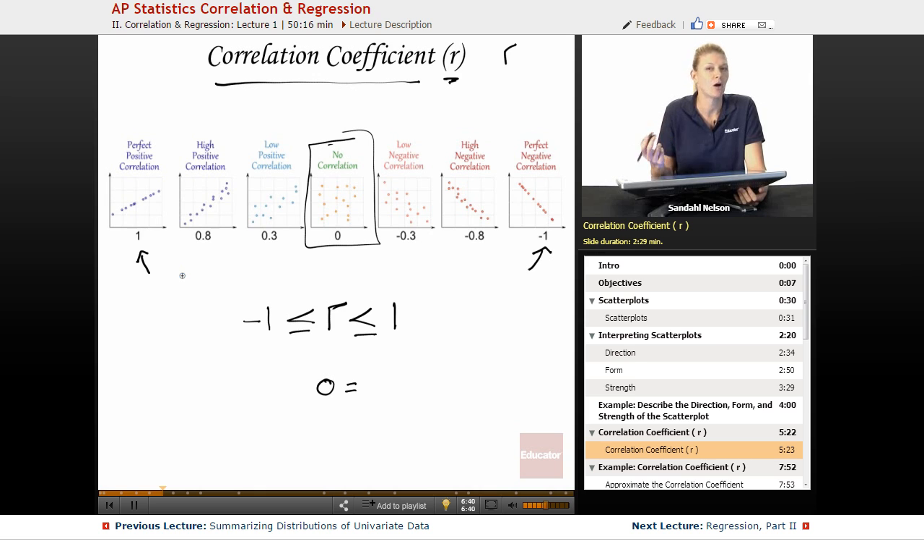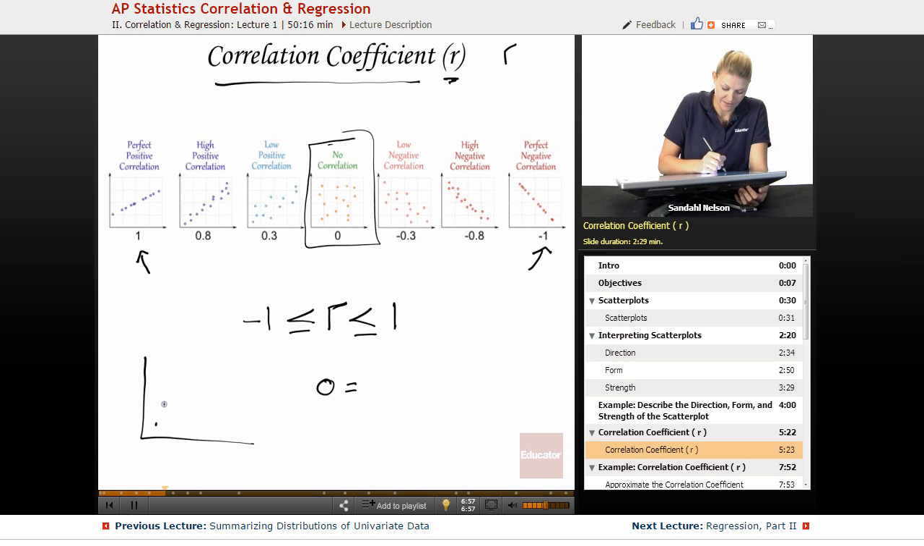So just knowing R, you can already know two things, right? You can know the strength and you can know the direction, but you can't know the form, right? Because R could be low if it's a non-linear relationship. So, right, if we had something that looked like that, well, it's going to have a really low R, so it's going to have a pretty weak linear correlation, but a pretty perfect nonlinear correlation.